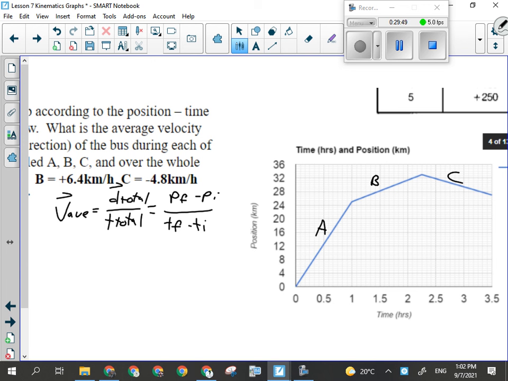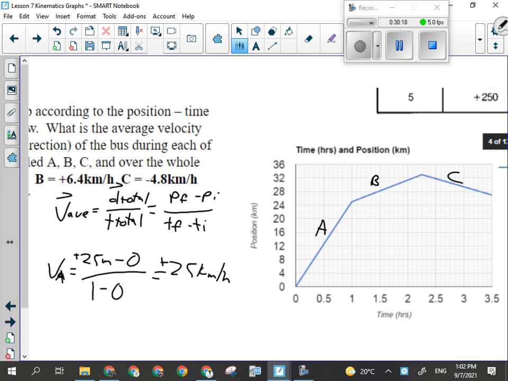So for part A here, when I calculate the average velocity, I'm going to take my final position, which is positive 25 kilometers, subtract my initial position, which is 0, and that takes place over 1 hour. So like 1 minus 0, so it's 25 over 1, and I get positive 25 kilometers per hour. Are you okay with what I did for part A?